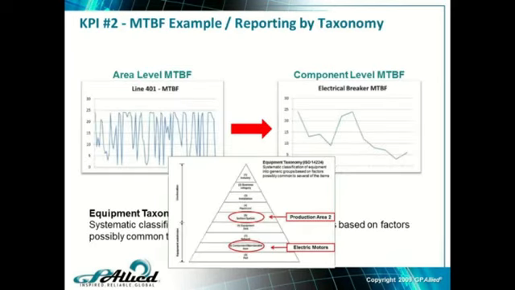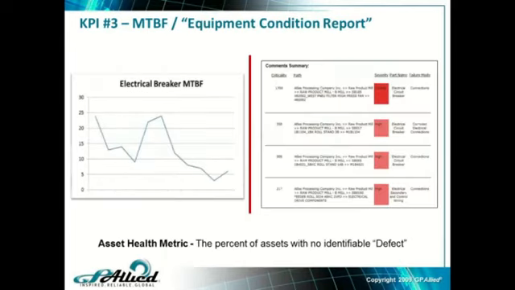So here's the MTBF example reporting by taxonomy. We've got line 401, which is really production area 2. So the area level MTBF looks like a lot of noise. It's just up and down, up and down. Don't know what that means. I've got to break it down to the component level to determine where the problem is. So when I go down to the next level, which is electric motors, it says on here, but really I'm going to look at electric breakers. I'm seeing the mean time between failure getting worse. Then I've got to go to my next KPI.